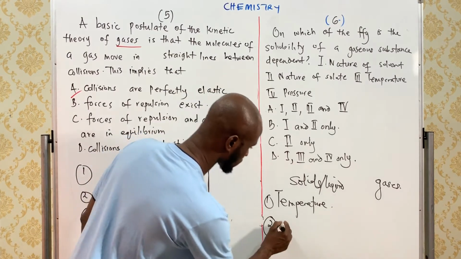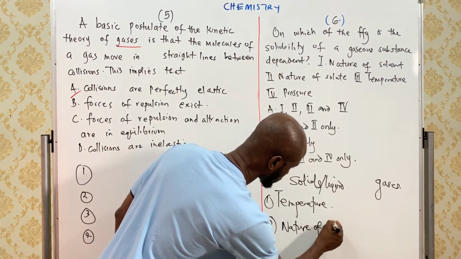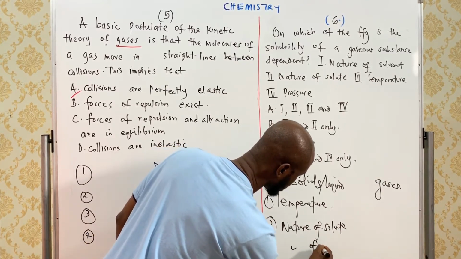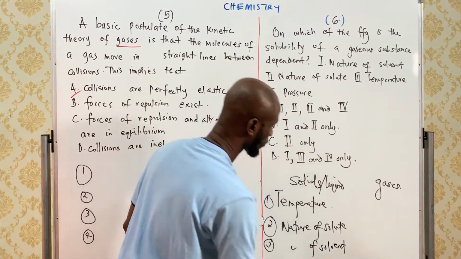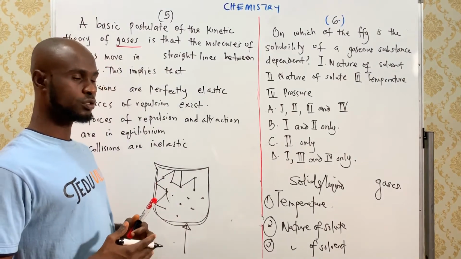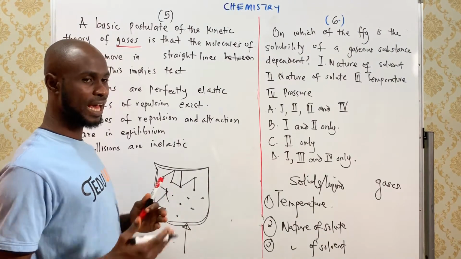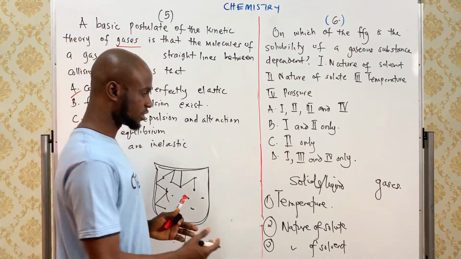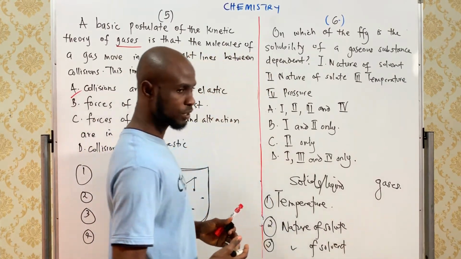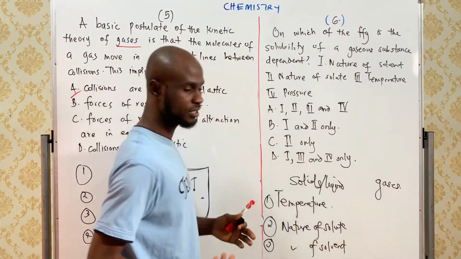Number 2, nature of solutes, and number 3 is nature of solvents. Don't forget that polar solvents dissolve polar solutes. That is why we have what is called polar dissolves polar, like dissolves like. So if the solute is polar and the solvent is also polar, they can dissolve in each other. But if one is polar and one is non-polar, they can't dissolve.